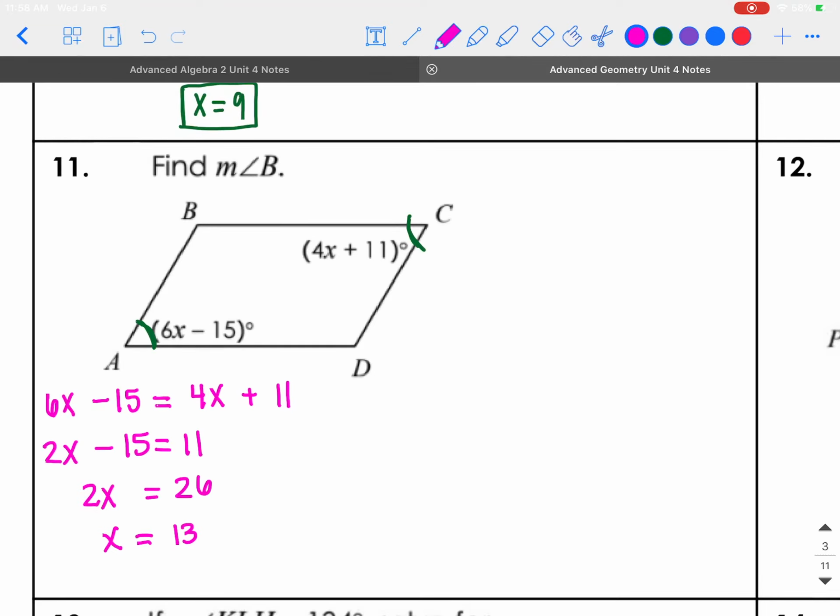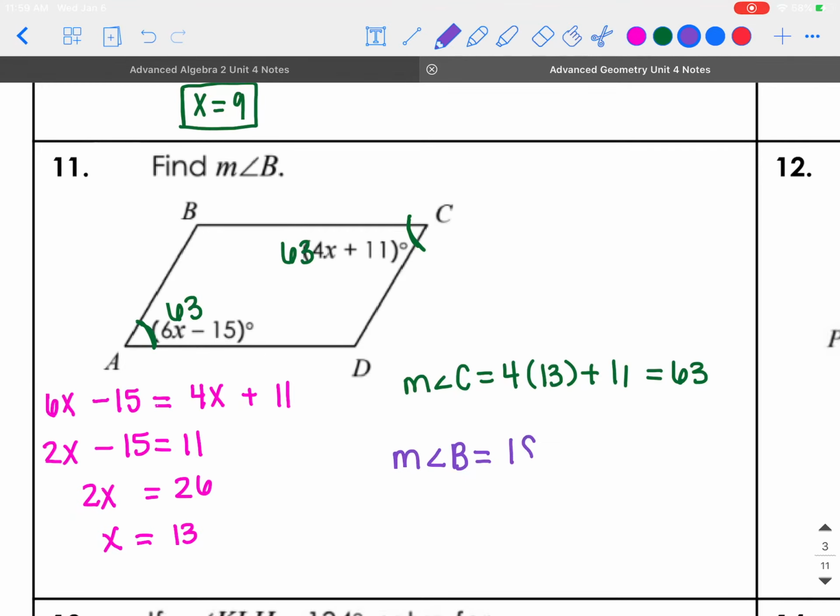So that will help me find either A or C. So alright, if I find the measure of angle C, 4 times 13 plus 11, that's 63. So both of these angles are 63. You should remember that the measure of angle B, I could take 180 minus 63, which is 117. So these two would be 117.